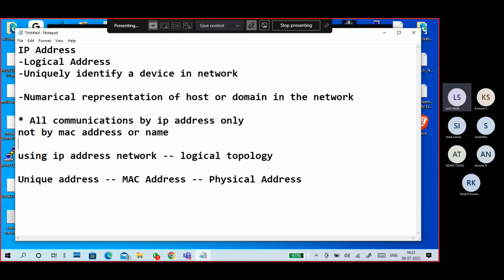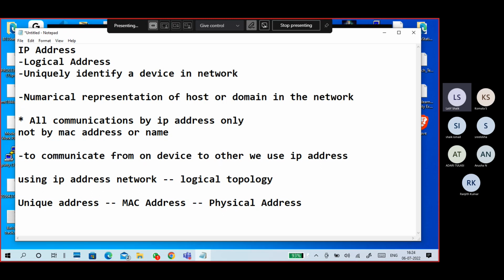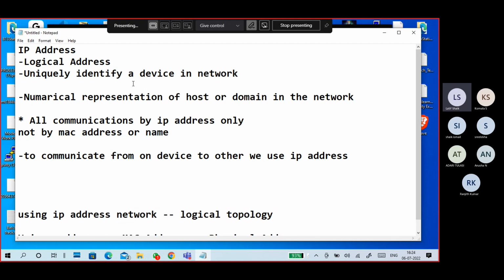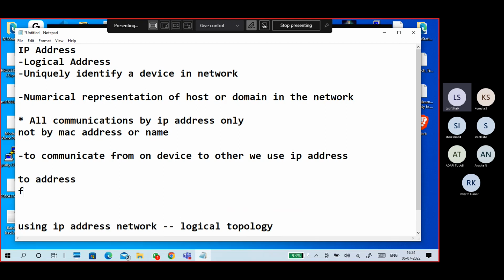Okay, to communicate from one device to another device, we use an IP address. What does it mean to communicate? I have to send a message, so I have to give a "to" address, right? Like a "to" address and a "from" address, a source IP address and a destination IP address. In a communication we have a "to" address and a "from" address.